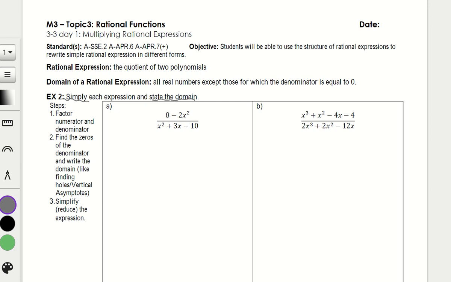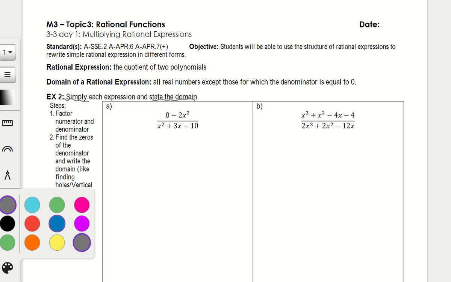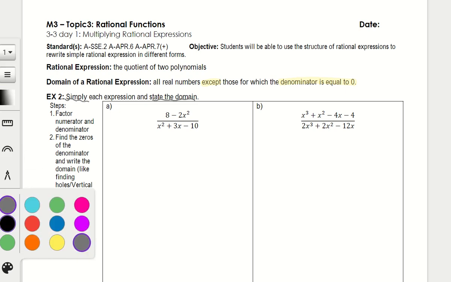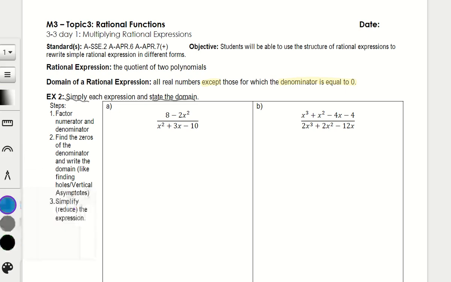So a rational expression is any quotient, so division, fraction of two polynomials. So my numerator is a polynomial, my denominator is a polynomial. The domain of a rational expression is all real numbers except for those for which the denominator is equal to 0. So what we're going to do is start by first factoring the numerator and denominator.